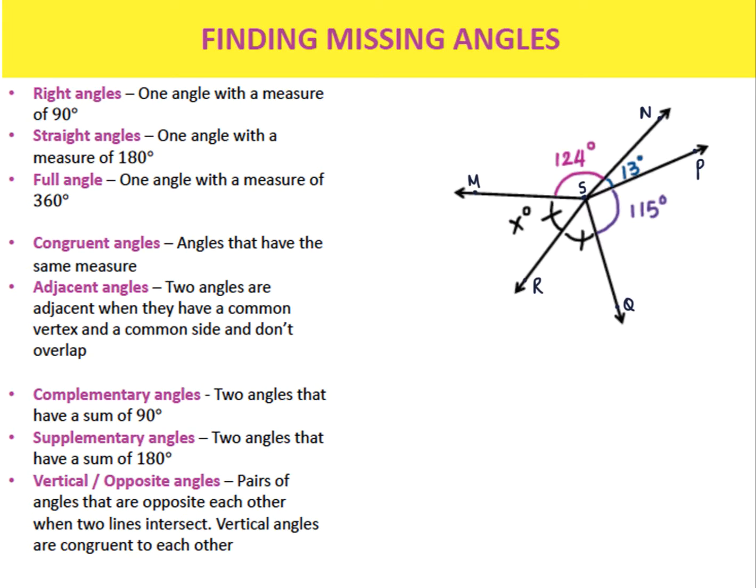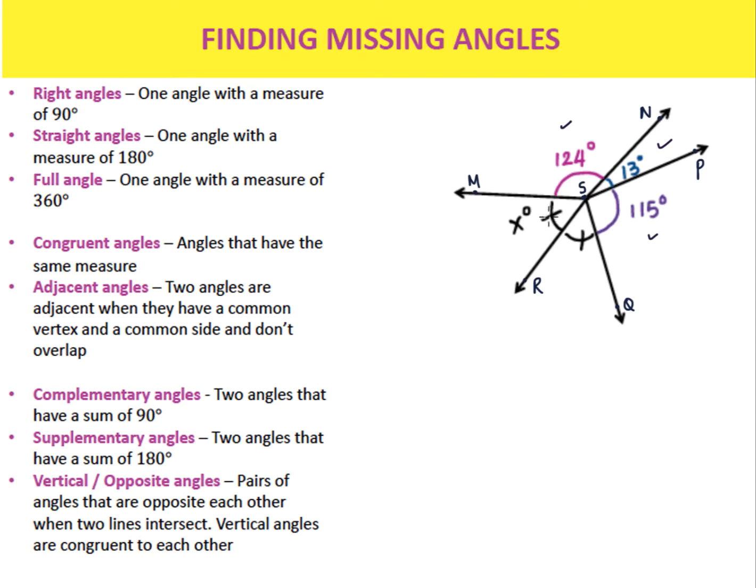Here is another problem. Again, pause the video so that you can absorb the information given in this figure. So here is what we know so far from this figure. We know that MSN is 124 degrees. We know that NSP is 13 degrees. We know that PSQ is 115 degrees.